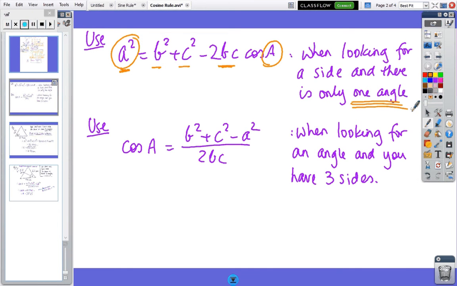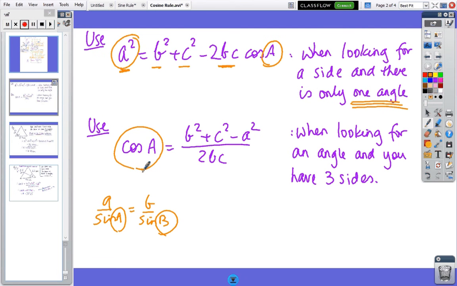Okay, when we had the sine rule, we had A over sine A equals B over sine B. That was the sine rule, and you needed to have two angles. Now you've only got one angle, so you can't use the sine rule. Or, if you want this variation of the form, when you are looking for an angle and you've got three sides.